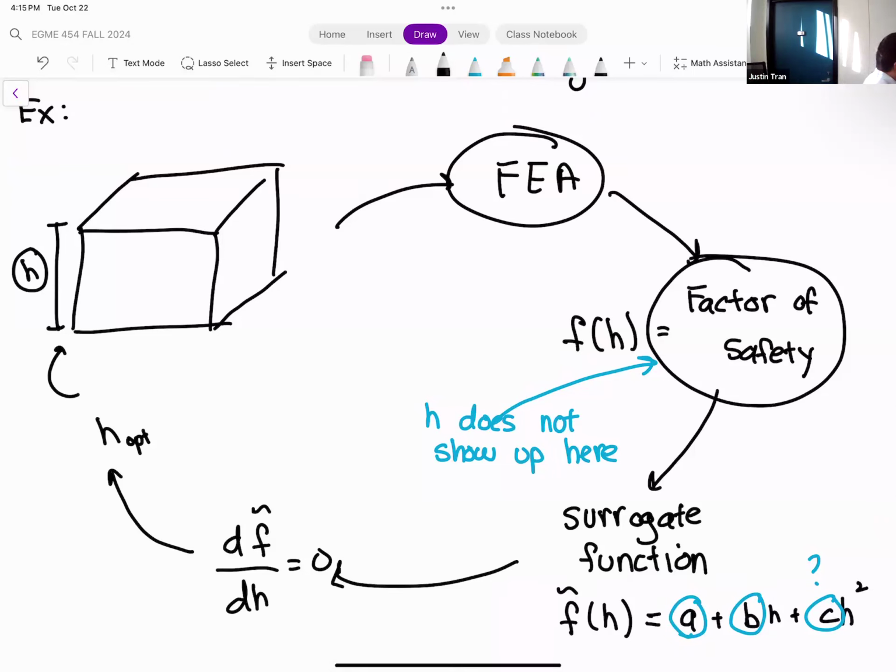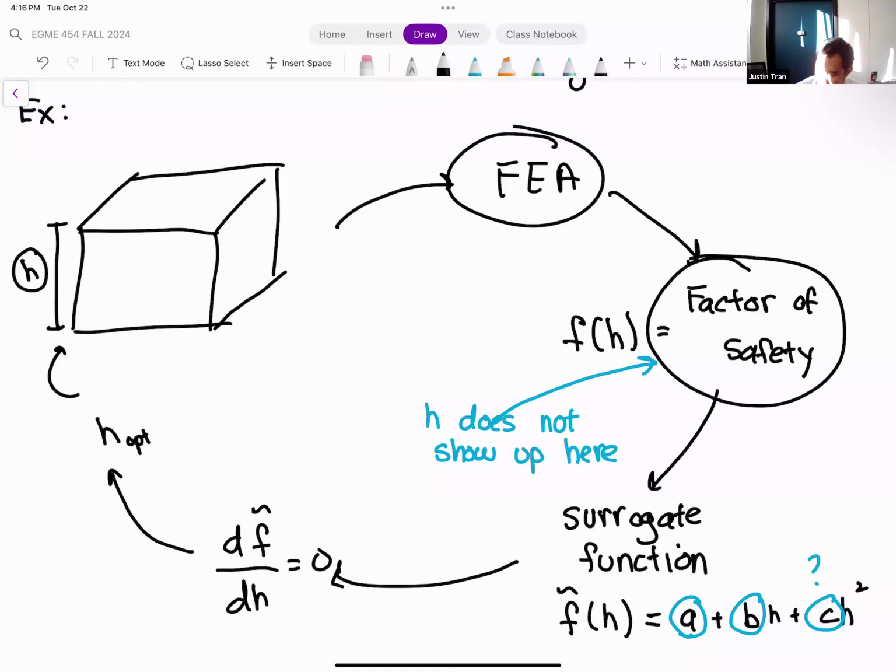All right, so that's kind of the idea: to take a situation where you can only evaluate the objective function, you're going to create this kind of made-up surrogate function so that you can take its derivative and then use that to obtain your optimum. That's kind of the idea of the interpolation.